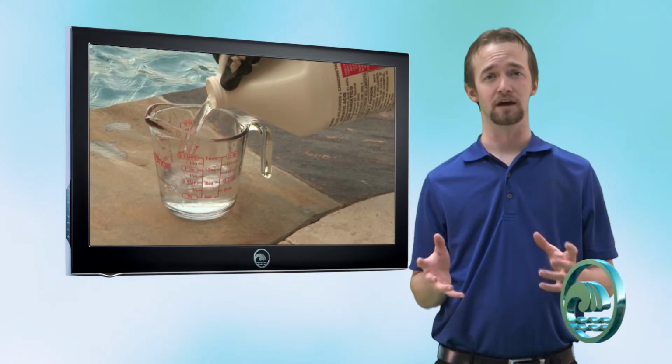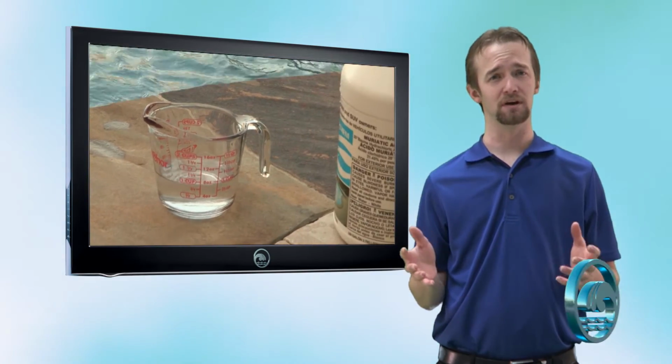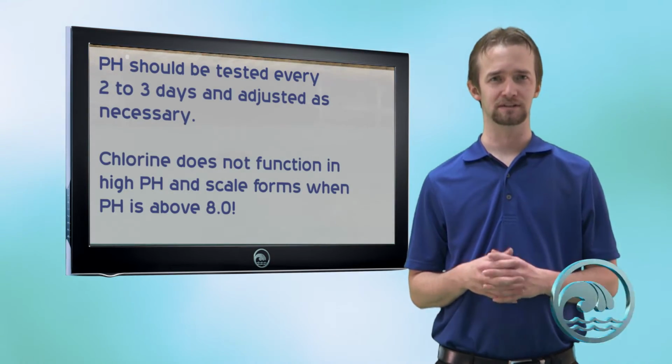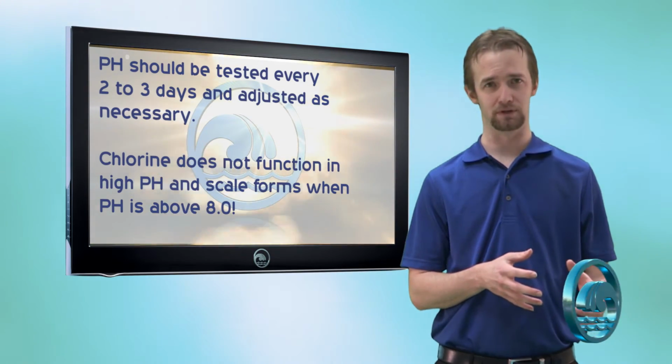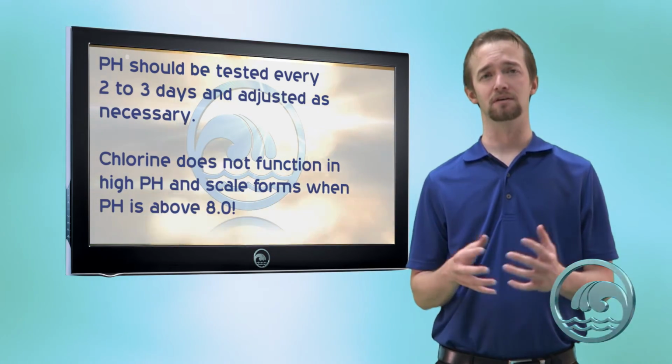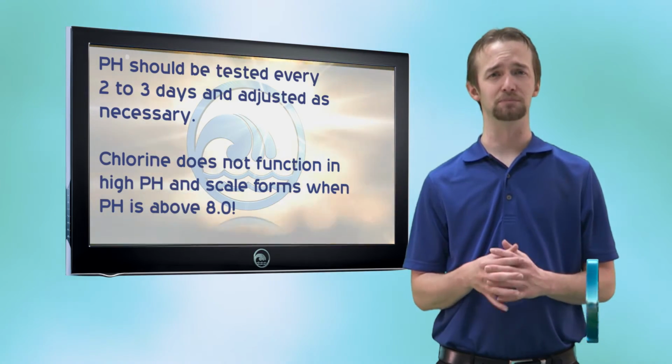So, now that we know how much acid we need, we can go ahead and add it and correct our pH. pH should be tested every 2 to 3 days. It's very important to keep your pH in range because chemicals do not function properly, especially chlorine. Chlorine is pretty much ineffective at a pH above 7.8.